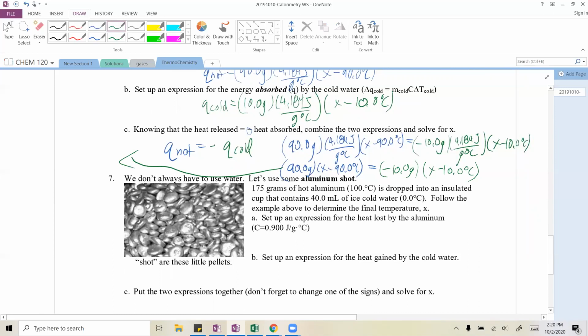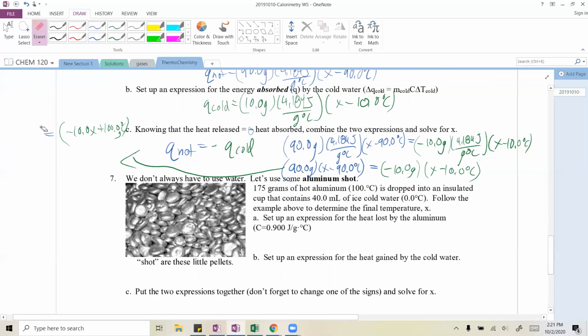I'm going to take my negative 10, multiply that by x, so negative 10.0x. Negative 10 times negative 10, that's positive 100.0 degrees Celsius. Actually, it wouldn't just be degrees Celsius, it'd be degrees Celsius grams. Our other one, on the other side, is 90.0 grams x minus, and then 90 times 90, 8,100, and so that's grams degrees Celsius again.